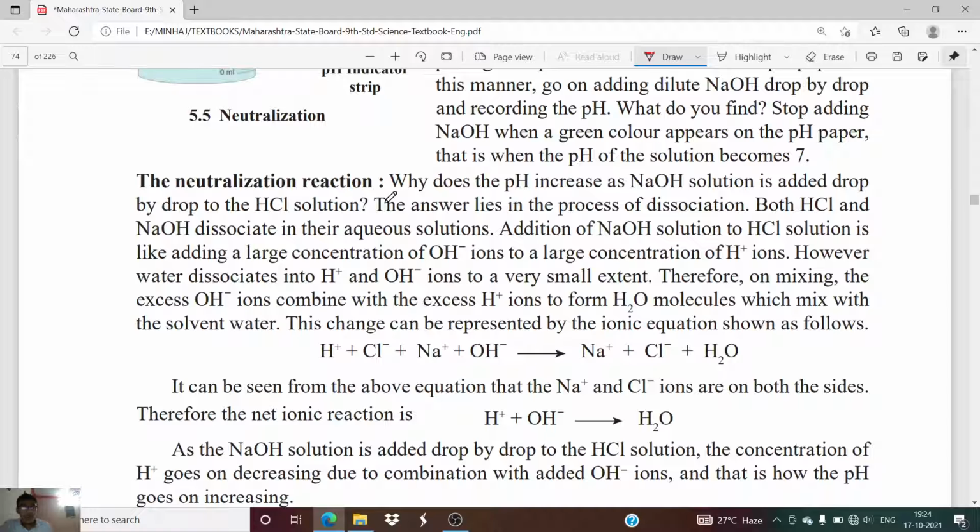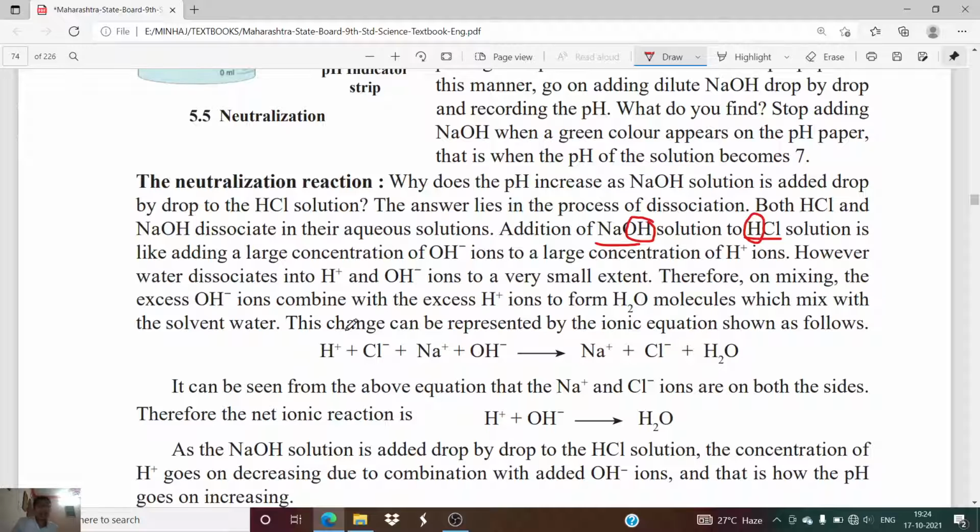We know whenever we add HCl and NaOH in their aqueous solutions, we will observe that the elements of these compounds are dissociated. Now addition of NaOH solution to HCl solution is like adding a large concentration of OH minus ions to a large concentration of H plus ions. So when you add NaOH to HCl, you are adding OH minus ions to H plus ions.